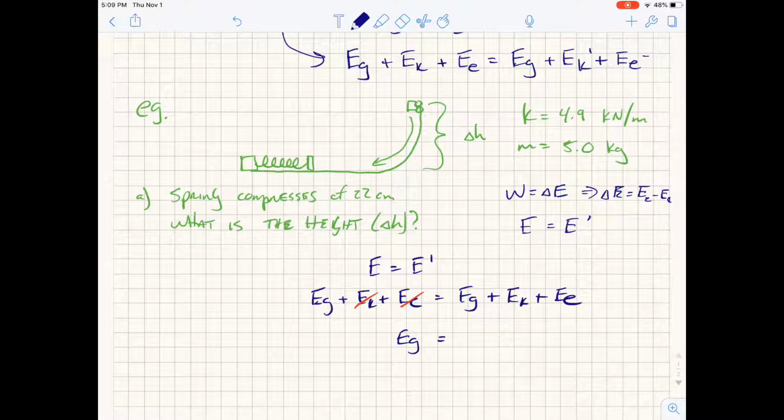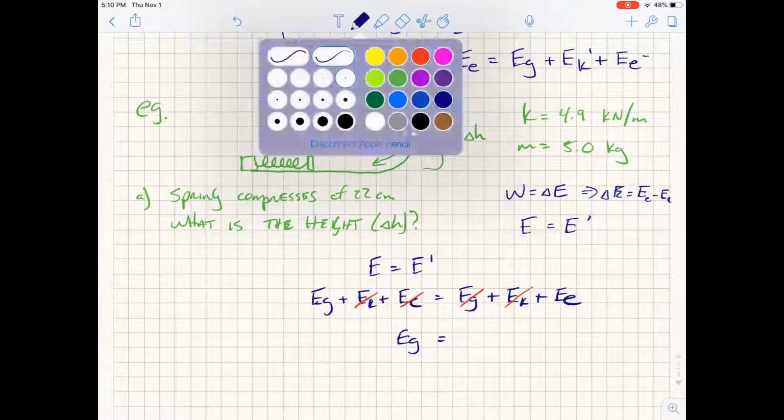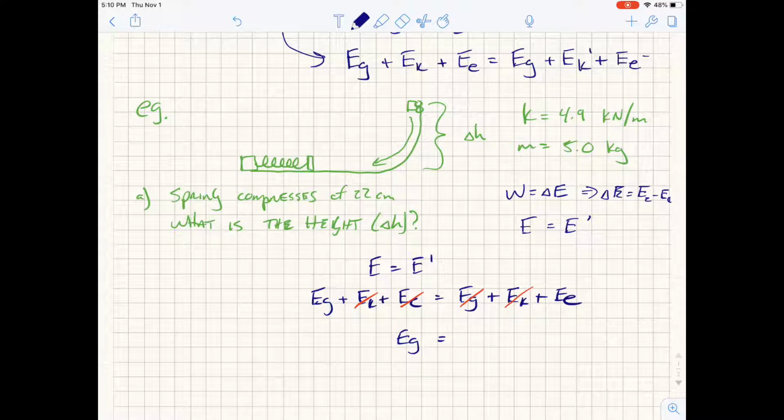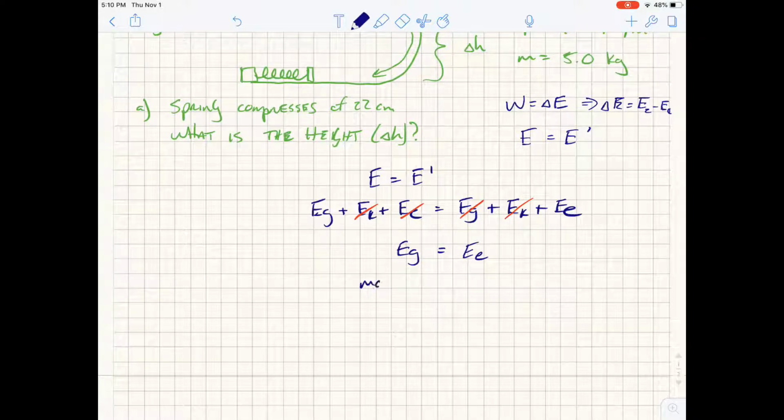So when it's compressed at 22 centimeters, it's not going to have any more Eg. That will all be transformed into one of the other buckets of energy. And neither will it have Ek, because that's its max extension or compression in this case. So all the energy that was in Eg is going to be transformed into the bucket of Ee. Then we unpack these. We use the micro formulas. And we know that we have 1/2 k x squared.